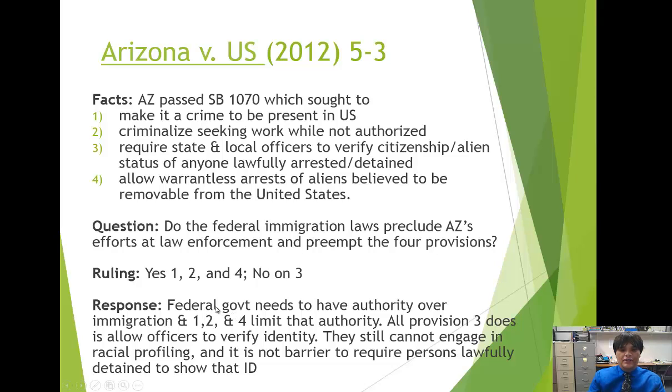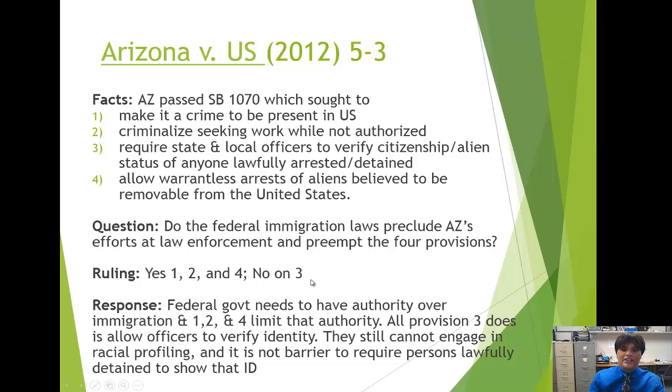So the federal government is supreme on 1, 2, and 4. The federal government needs to have the authority over immigration, because immigration is between the United States and another nation, not a state of the United States and another nation. So they need to have authority on immigration, and 1, 2, and 4 limit U.S. authority. They impede on U.S. authority. So the U.S. is the only one that can make it a crime to be present in the U.S. The U.S. is the only one that can criminalize seeking work while not authorized. And the U.S. is the only one that can do warrantless arrests of aliens believed to be removable from the United States. Arizona can't do these things.